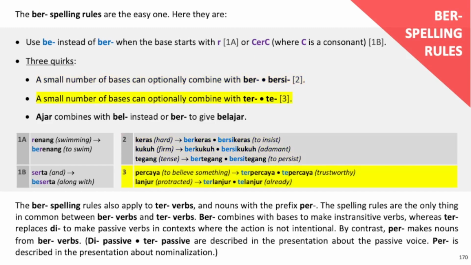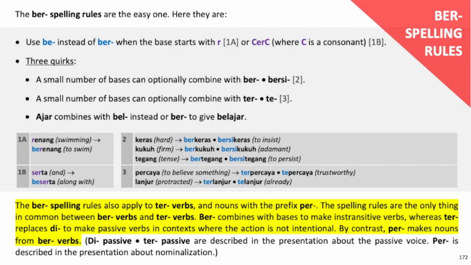A small number of bases can optionally combine with ter or te. For example, percaya, to believe something, could be terpercaya or tepercaya, trustworthy. Ajar combines with bel instead of ber to give belajar, study. The ber spelling rules also apply to ter verbs and nouns with the prefix per.